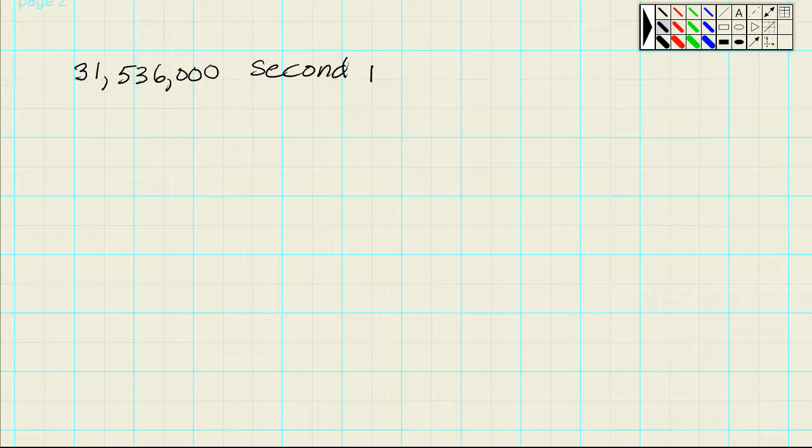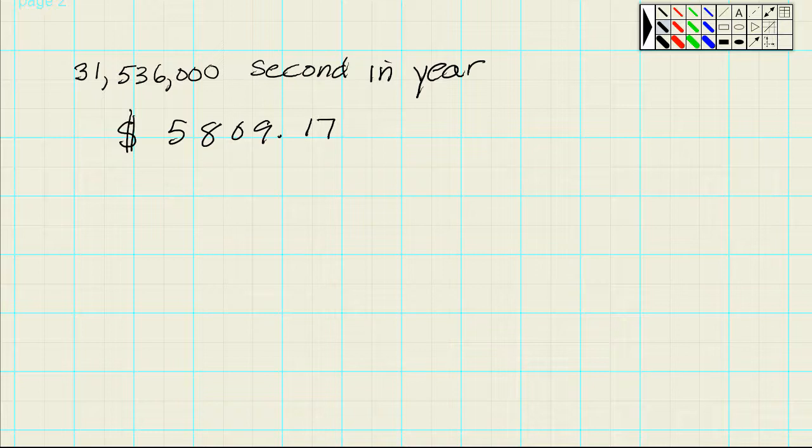Now suppose I say that we're going to compound every second. Now it turns out there are 31,536,000 seconds in a year. Okay, so if you plug that number into the formula, and I'm not going to write that all the way out, you will get something slightly more, $5,809.17.